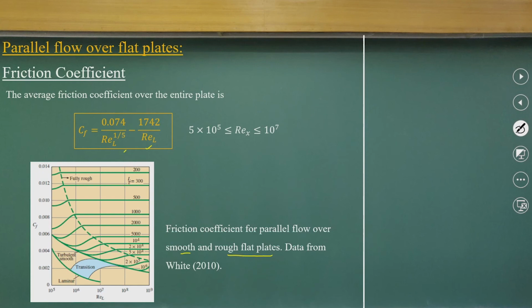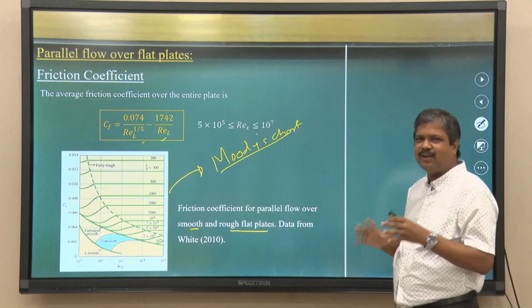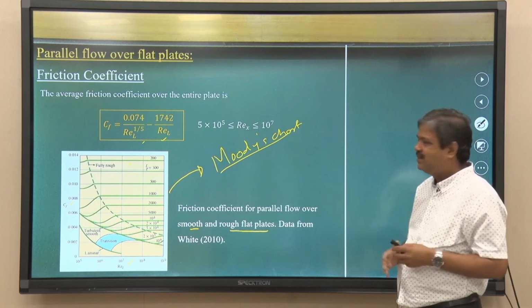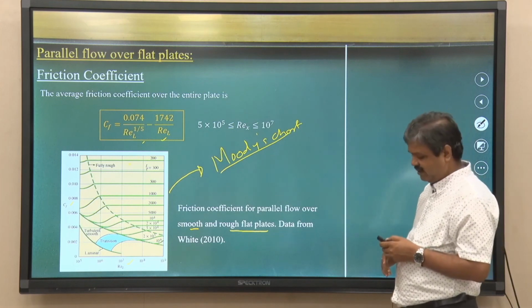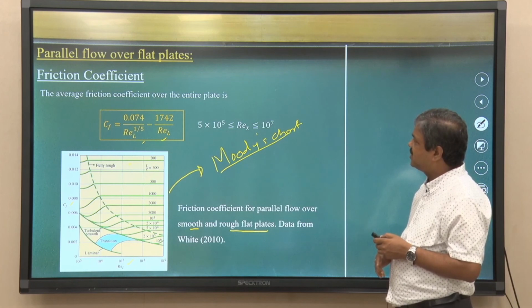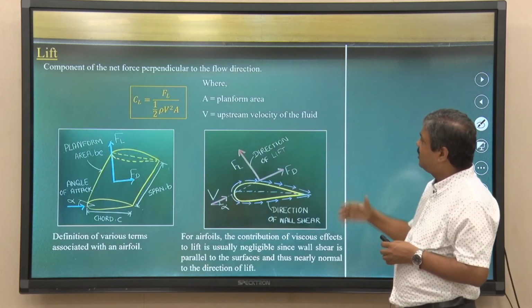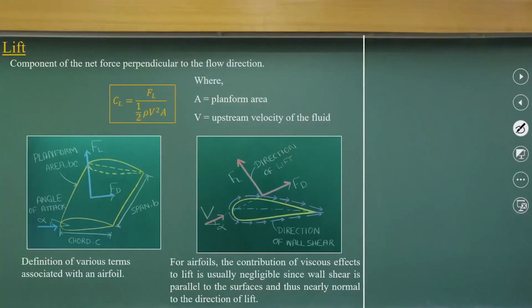That is where you put the Reynolds numbers and the Cf values, and here are fully rough plates and so on. This figure resembles the Moody chart. The concept is the same as we discussed in Moody charts: the roughness, Reynolds numbers, and the Cf values, which are the average friction coefficients. Similarly, the lift forces you will get as we discussed earlier.